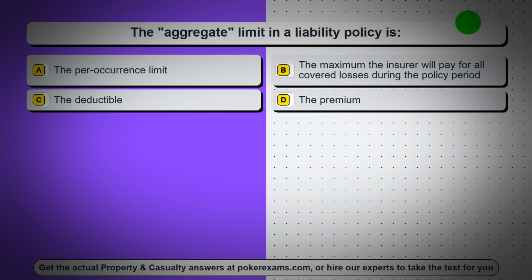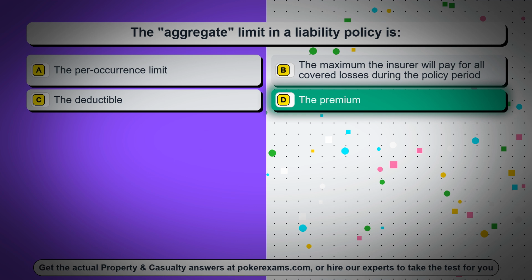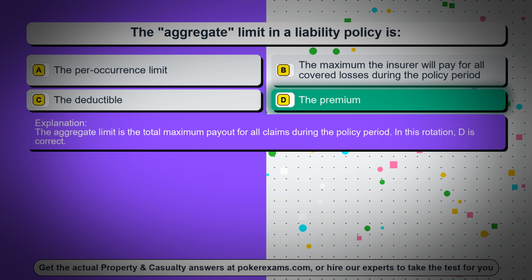Question 99. The aggregate limit in a liability policy is: Option A, the per occurrence limit. Option B, the maximum the insurer will pay for all covered losses during the policy period. Option C, the deductible. Option D, the premium. The correct answer is option D, the premium. The aggregate limit is the total maximum payout for all claims during the policy period. In this rotation, D is correct.